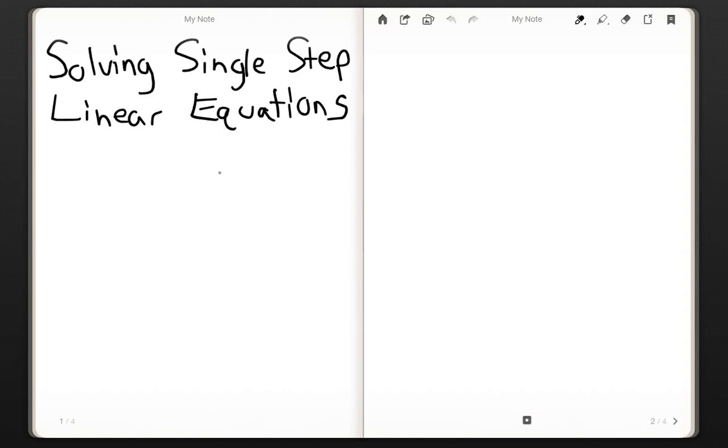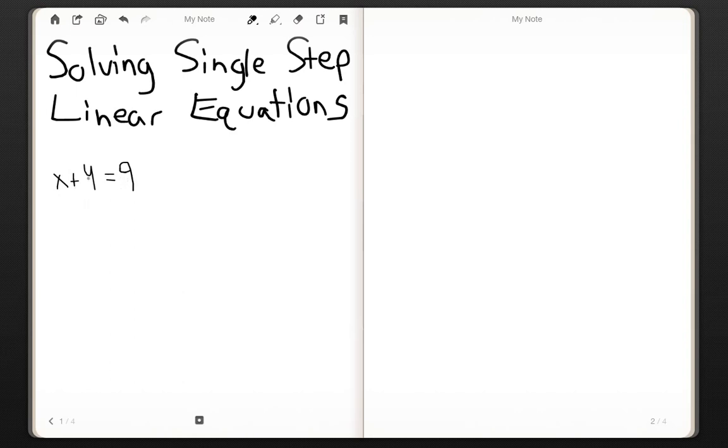Solving single-step linear equations. Okay, in this video we're just going to do some very simple linear equations, but I might have a different way of thinking about doing them for you than what you may have learned. So, to start, let's just start with the most basic equation. X plus 4 equals 9.